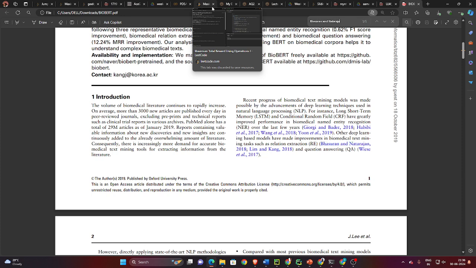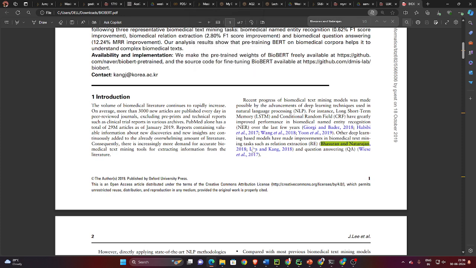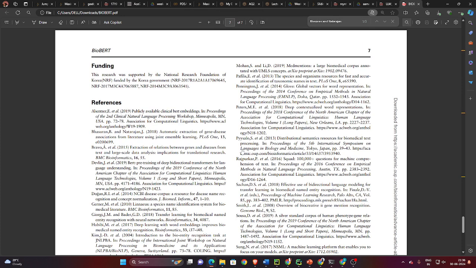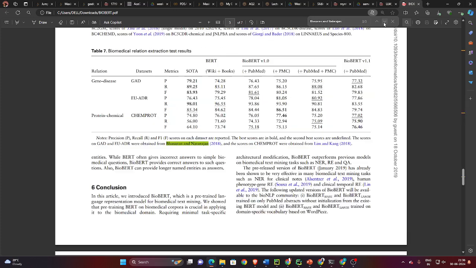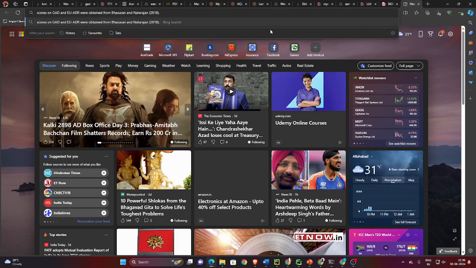Where is the data set? Is this data set accessible? Yes, I'm actually locating that itself. It should be accessible. It should be mentioned somewhere. It's open source. Just give me 1 minute.